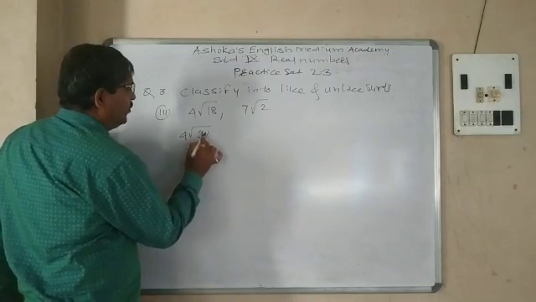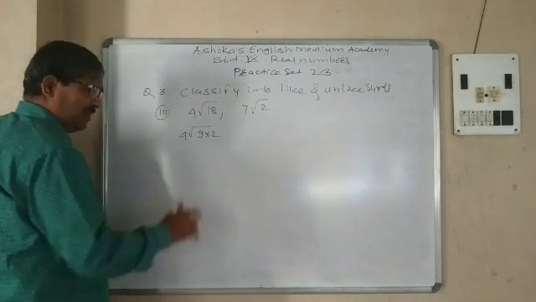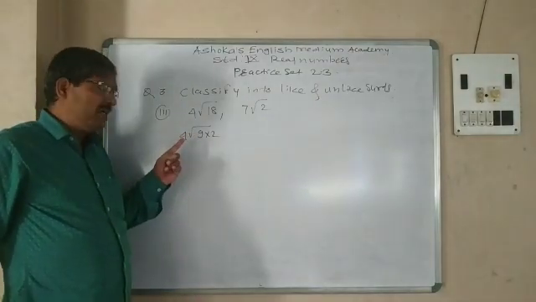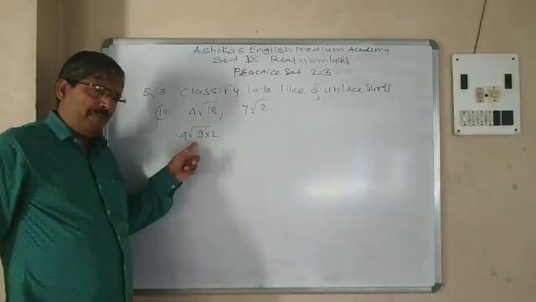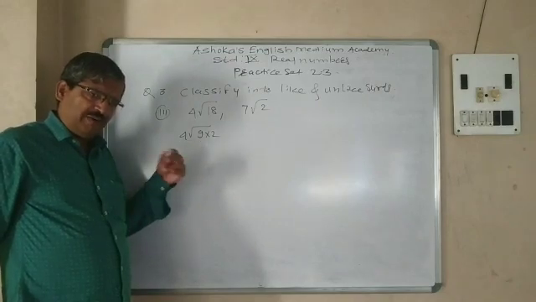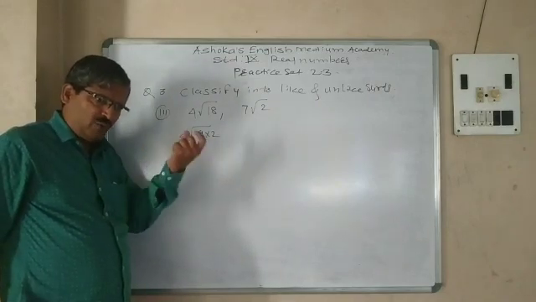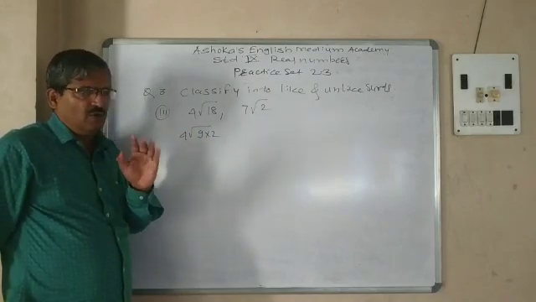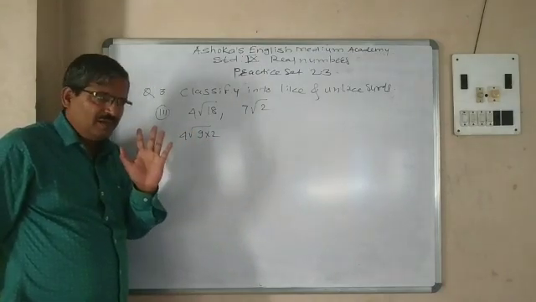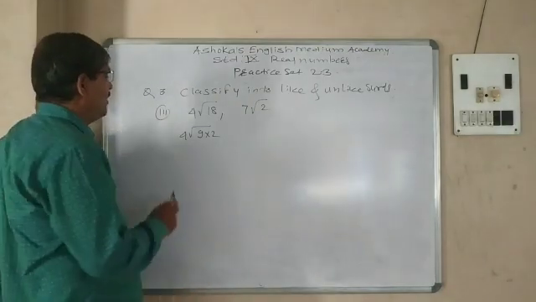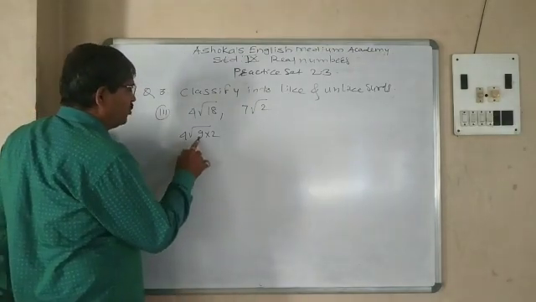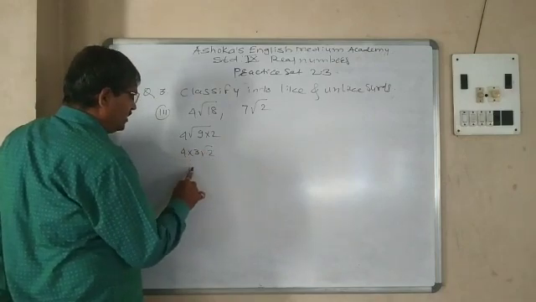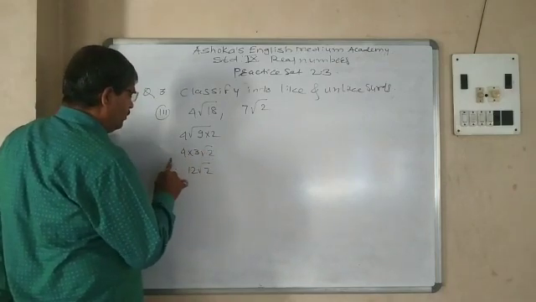Here 9 into 2. 9 is the maximum perfect square number. You should split in such a way that one number should be the biggest number whose square root can be calculated, and the other must be a surd number whose root cannot be calculated. Then what happens? 4 into square root of 9 means 3 under root 2. 4 threes are 12 root 2.